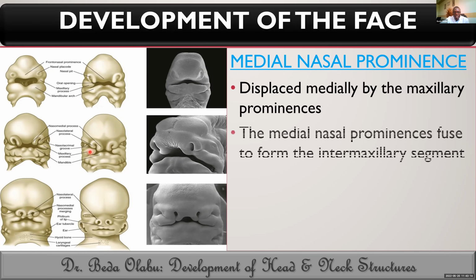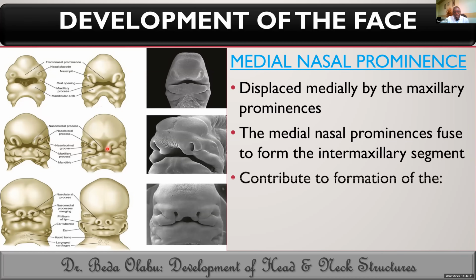Now, because of that, what happens? The right and the left medial nasal prominences fuse in the middle. The fused medial nasal prominences constitute what we call the intermaxillary segment. And why that name? Because they're between the maxillary prominences. So we call them the intermaxillary segment. The intermaxillary segment, which is this part or that part in this particular image, this is the intermaxillary segment.